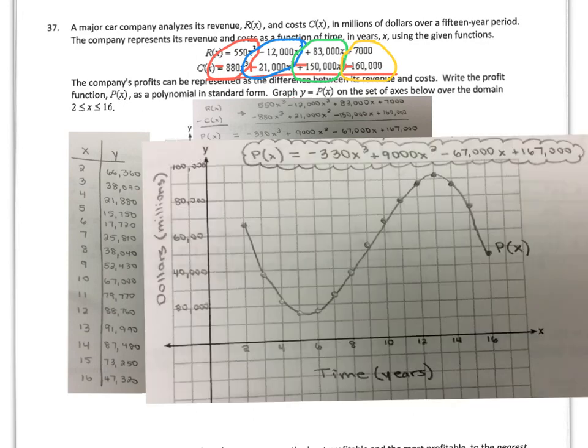All right, so here we go. I just took all these points, and it's an estimation, but I plotted them. And notice I didn't put arrows. I started at 2 and ended at 16.